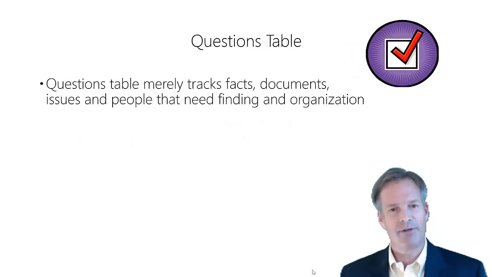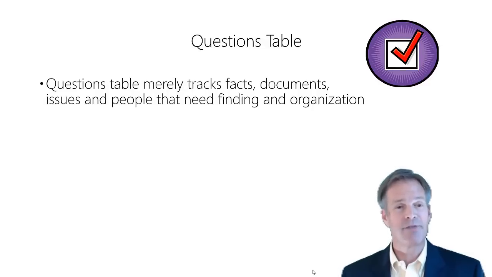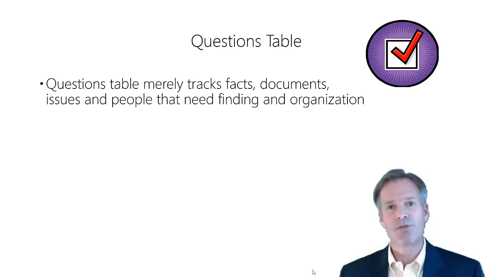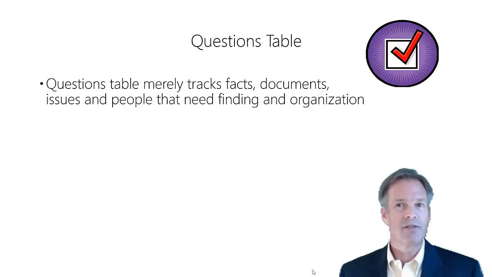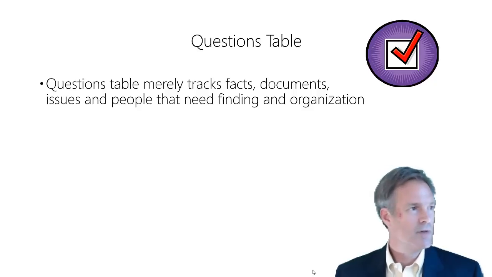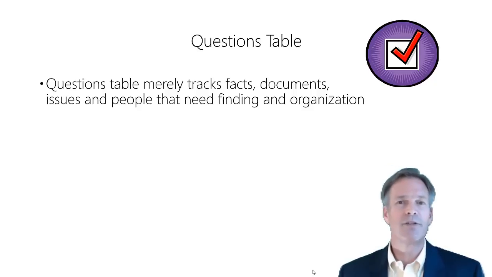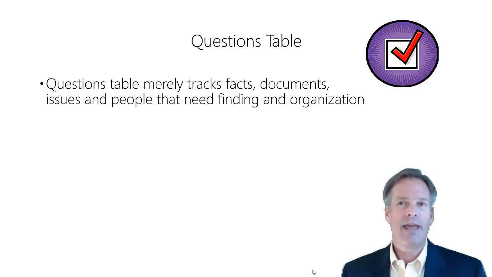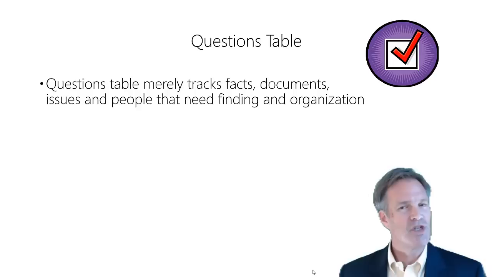The questions table. This is really just kind of a catch-all to-do list, a case-specific to-do list, where you're simply tracking facts, documents, issues, and people that need finding and organization. So it may be, for example, that you've heard that there was a witness named Jane, last name unknown, who talked to the defendant right after the accident. You might just put that on the questions table. Find Jane, last name unknown. And just as a placeholder to remember that she was out there and she needs to be found.